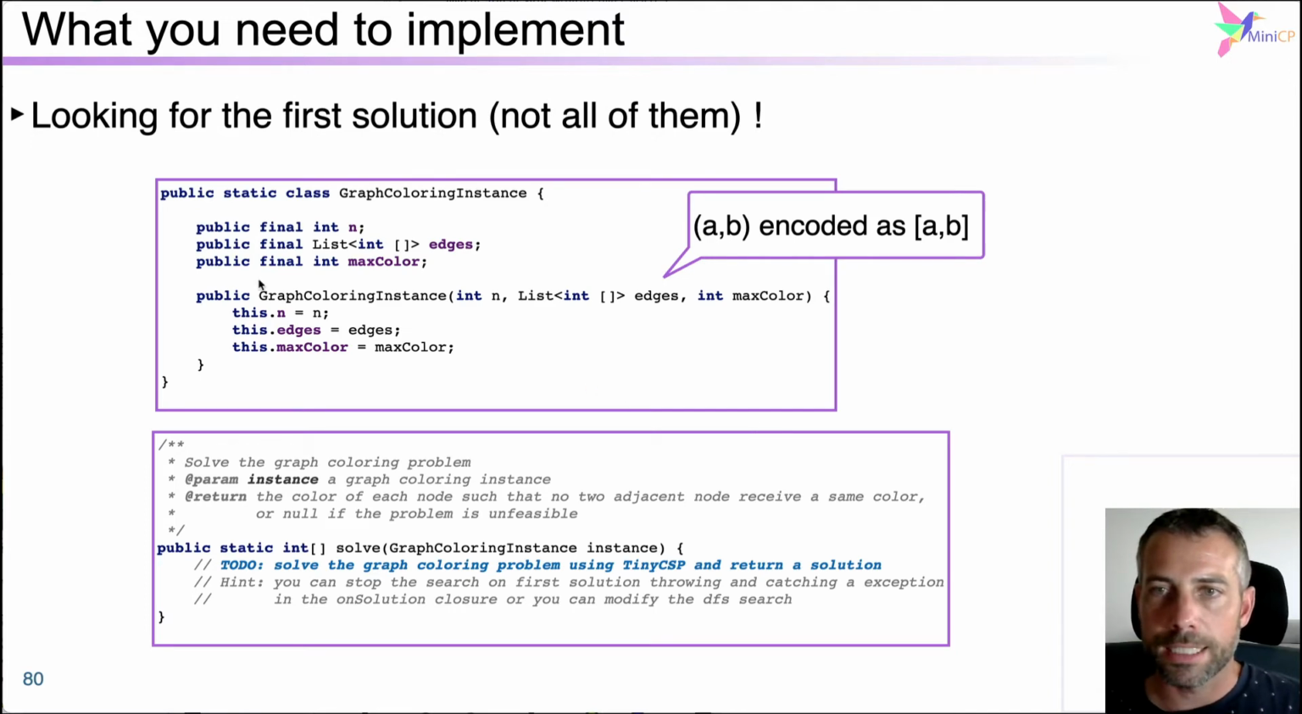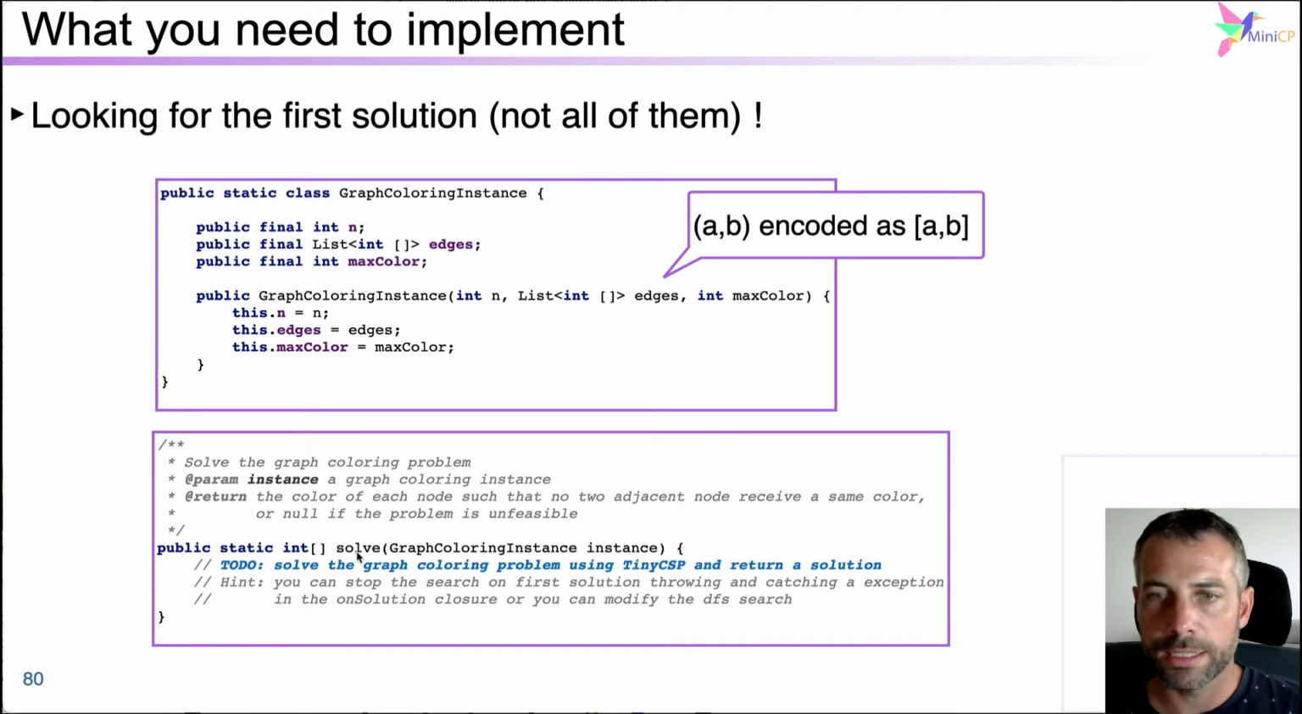So the classes that are provided: the one here is the graph coloring instance that encodes one specific instance that needs to be solved. You are given n, the number of nodes of the graph, and then you have this list of edges, and an edge is a pair of nodes, A, B, for instance, and it is encoded as an array of size 2. So here you've got a list of arrays of size 2, and each array represents one edge. And finally, you receive the maximum number of colors that are allowed in the solution. So you can use the colors between 0 and max color minus 1.